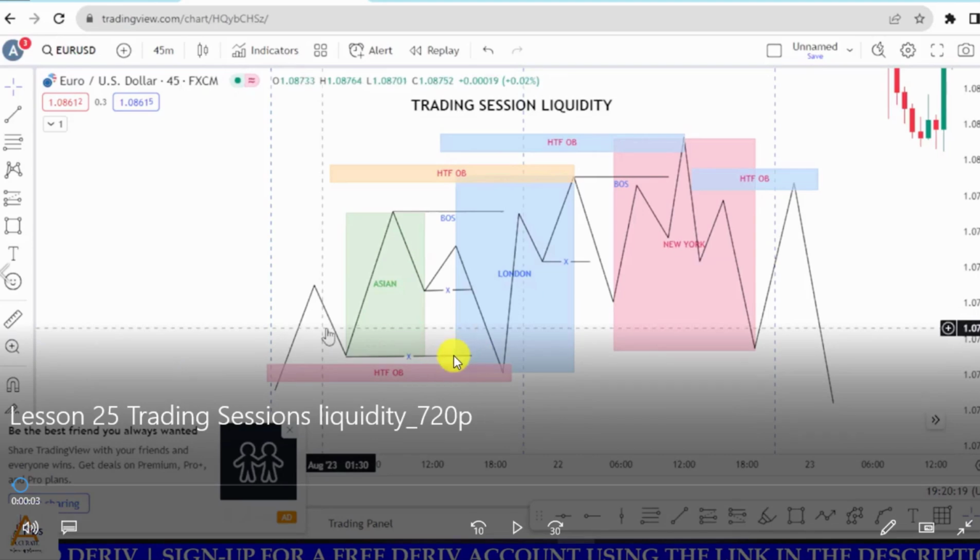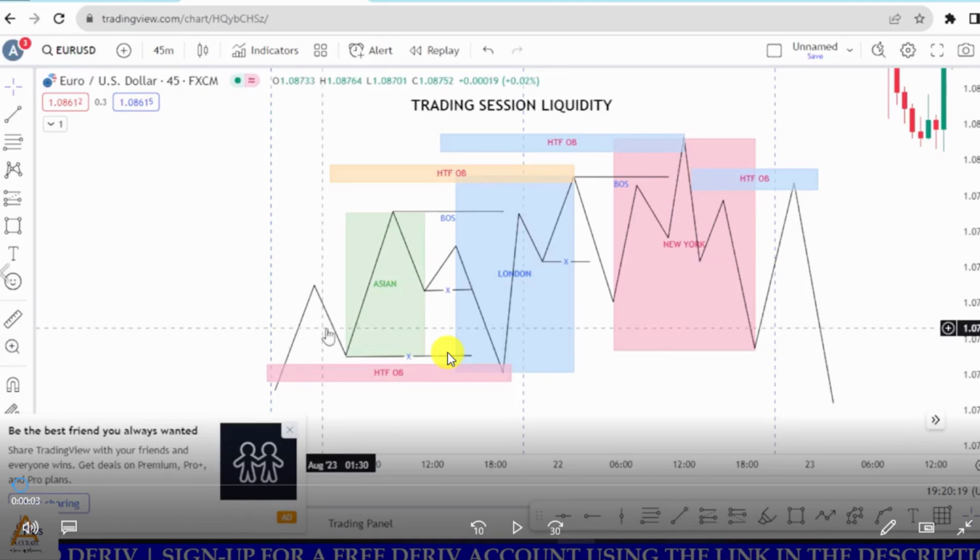The other part is, what if the candle closed, but the body did not close below the session low? In this case, we have only the wick tapping below the low of the session, but the body closed above the low of the session. In this case, you don't have to run to the higher time frame. You just go back to the lower time frame and look for opportunities to buy. It is as simple as that.